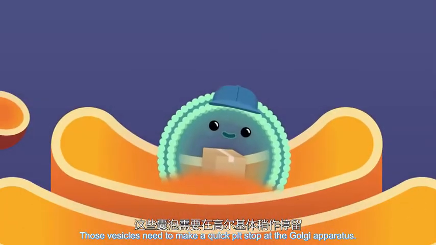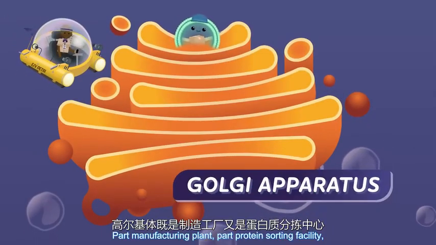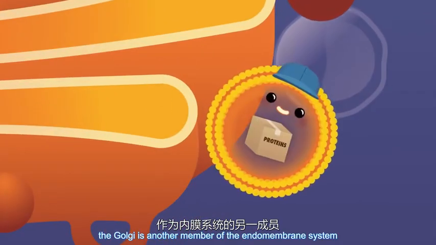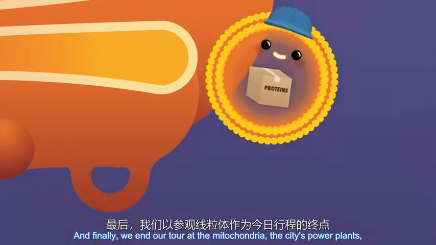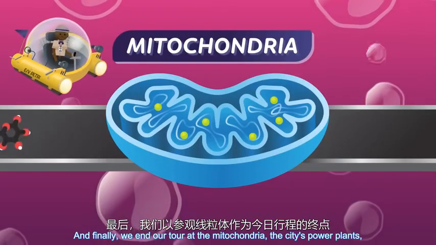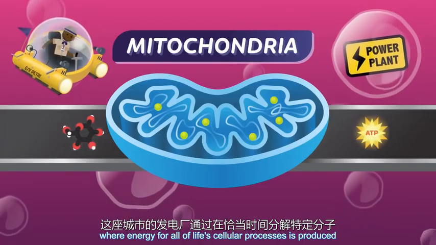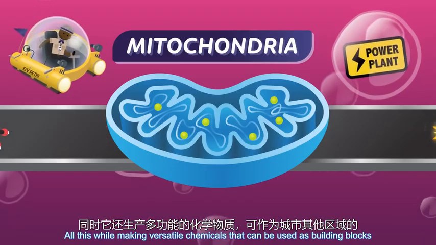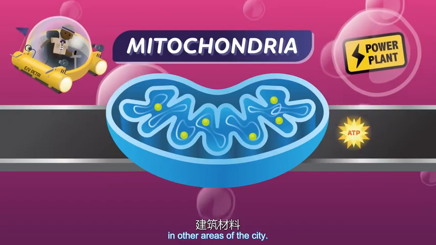Those vesicles need to make a quick pit stop at the Golgi apparatus, part manufacturing plant, part protein sorting facility. The Golgi is another member of the endomembrane system, which packages proteins into vesicles like this one. And finally, we end our tour at the mitochondria, the city's power plants, where energy for all of life's cellular processes is produced by breaking down the right molecules at the right times. All of this while making versatile chemicals that can be used as building blocks in other areas of the city.